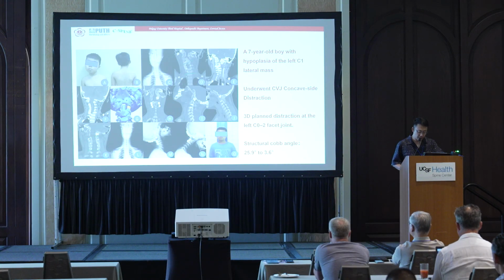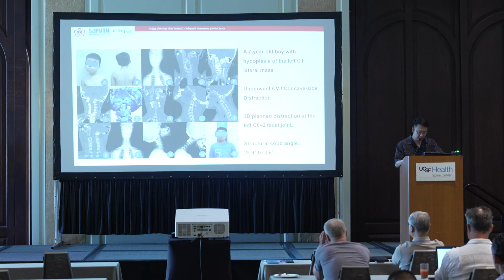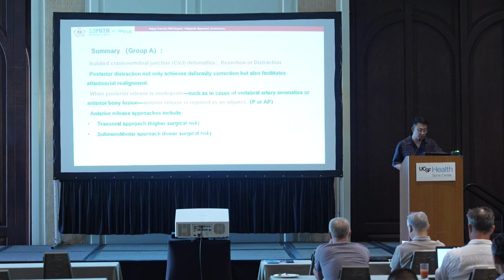He underwent craniovertebral junction concave side distraction with a preoperative 3D planning device to guide the distraction at the level of the C0 to C2 facet joint. Following the surgery, we can also see great improvement from 25 degrees to 6 degrees.